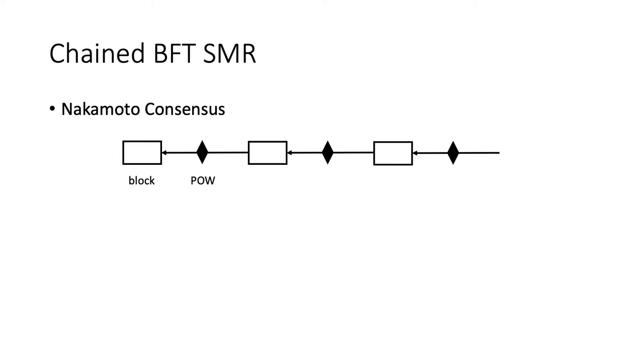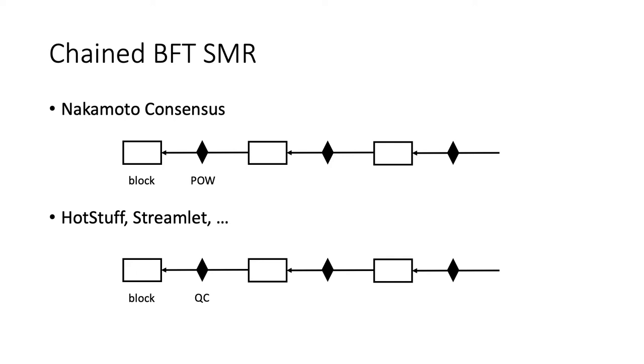So in a permissionless setting, where the participants don't need to know all others' identities, there is this famous Nakamoto consensus protocol that can ensure the participants agree on a chain of blocks linked by proof of work. Basically, the parties will try to extend the longest chain by solving the crypto puzzle and produce the proof of work. And once a block is buried sufficiently deep in the blockchain, it is considered committed.